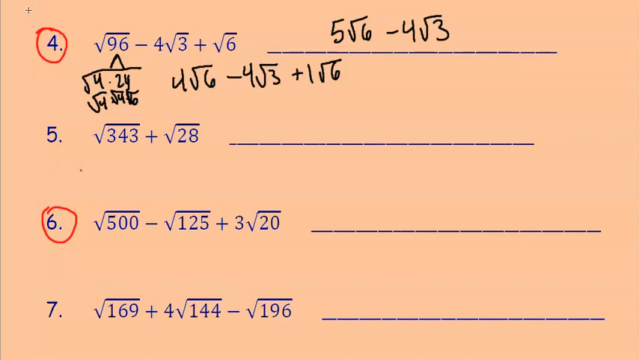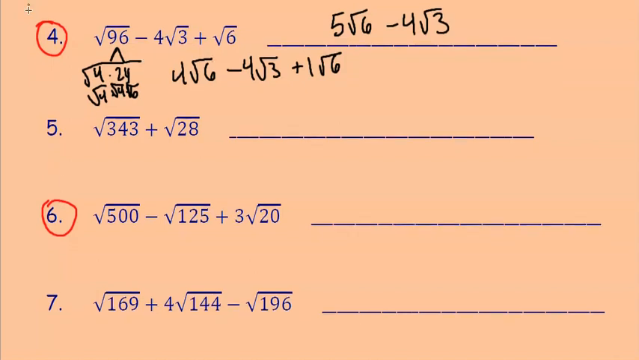Let's look at number 6. The square root of 500 minus the square root of 125 plus 3 times the square root of 20. Well, the square root of 500, we could just do 100 times 5. The square root of 100 is 10, and then we have square root 5 left over. 125 is 25 times 5, which would just be minus 5 square root 5.